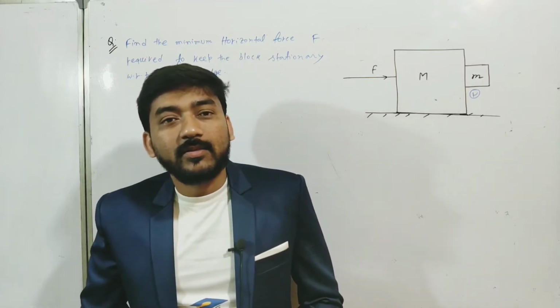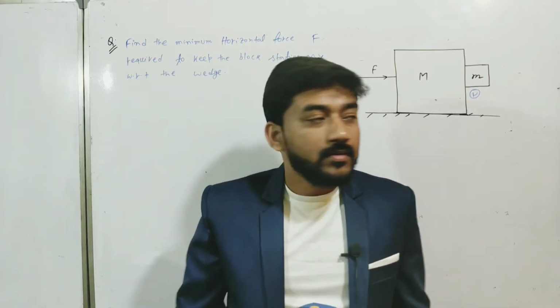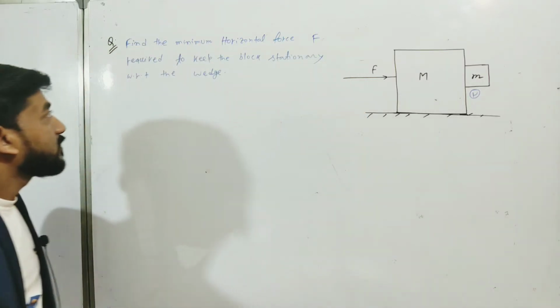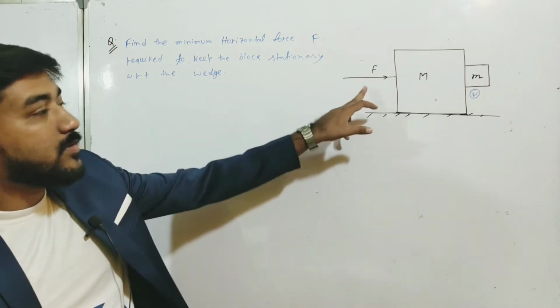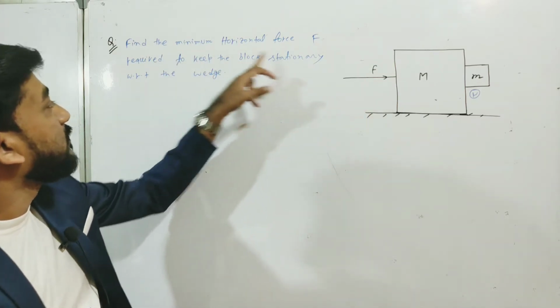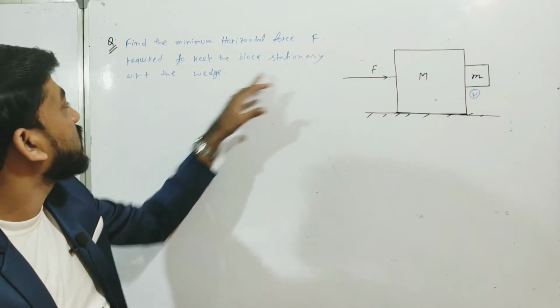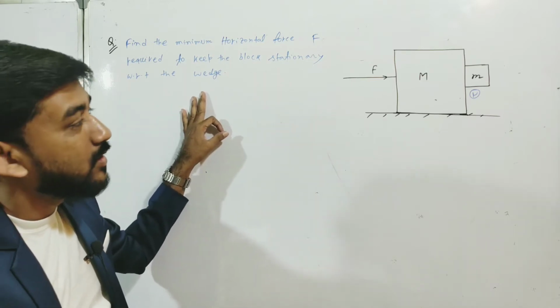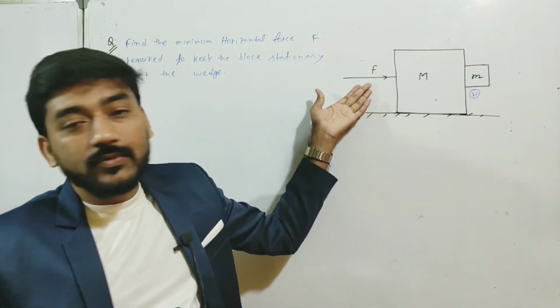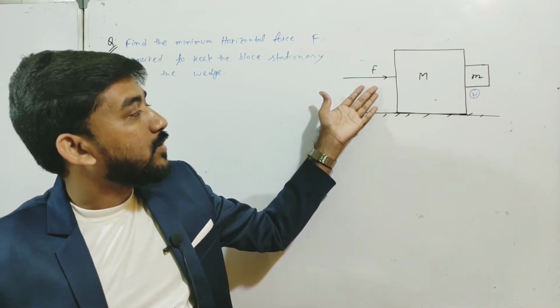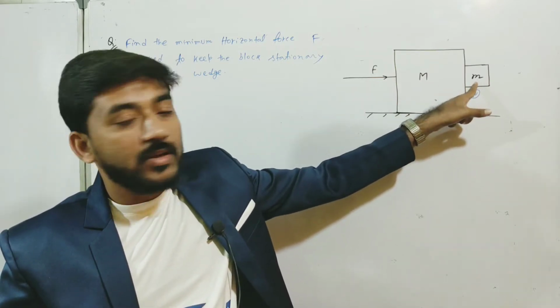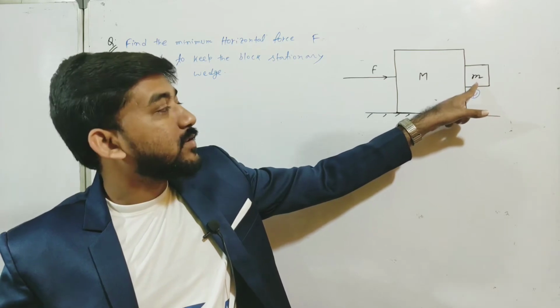Dear students, now let me solve the next question on friction. Here the question is, find the minimum horizontal force F. We have to find this force F required to keep the block stationary with respect to the wedge. So how much force is required to maintain this mass small m as stationary?